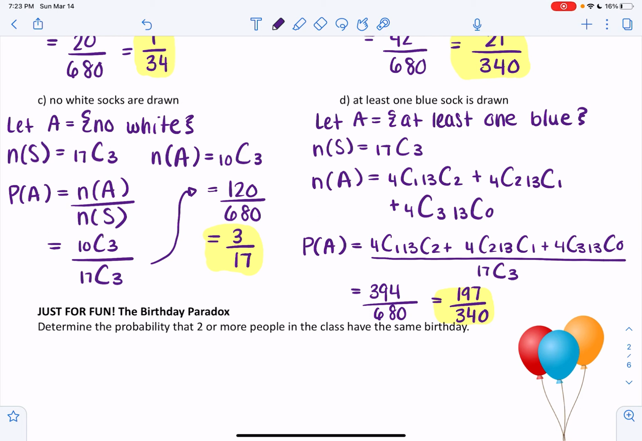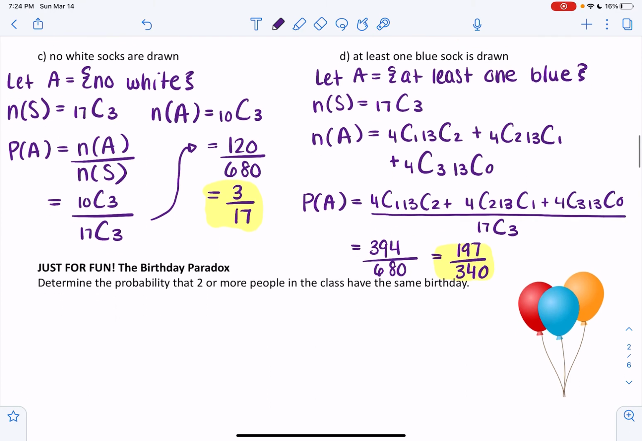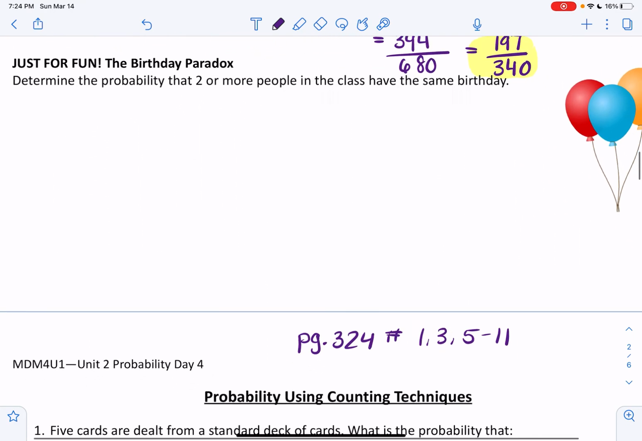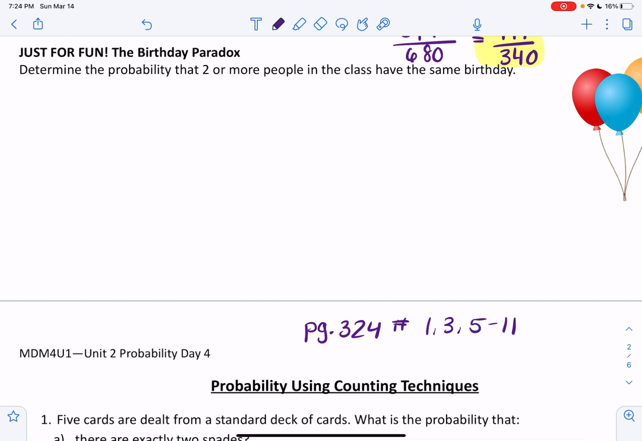So now that we've done those 2 examples, let's try a bit of an interesting one. So this next example is just for fun. It's called the birthday paradox, and it's a bit of a surprising outcome. It's something that you won't think is going to happen, but the probability can be a little bit surprising. So what we're going to do is determine the probability that 2 or more people in our class have the same birthday. So what's the probability that if we asked the whole class what their birthdays were, at least 2 people would say the same day?